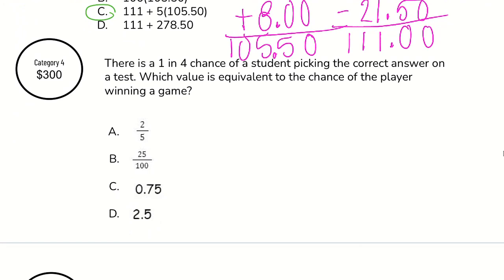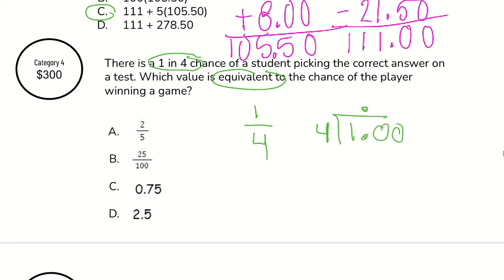There is a 1 in 4 chance of students picking the correct answer on a test. Whoa, that's because they don't watch the video. Which value is equivalent to the chance of the player winning a game? So we're looking for an equivalent value. This 1 in 4, when I hear that, I automatically think fraction. That can be written as a fraction. Okay, so that's a benchmark, so I hope you already know it. But if you don't, there's ways to find out. We can always do NITO, numerator in the house, denominator outside, and we can do that division, okay?